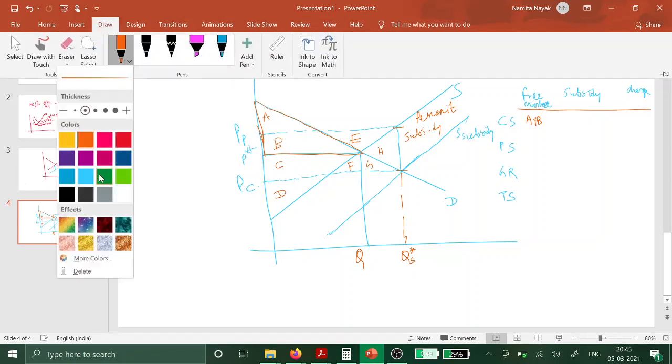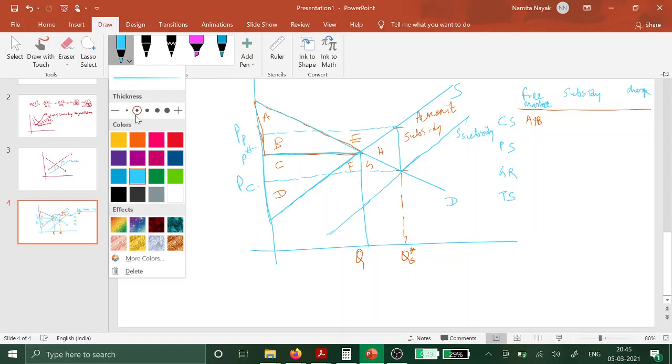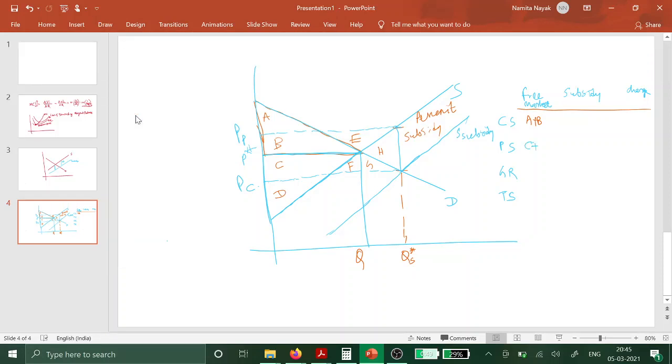Now I'm going for the producer surplus. That will be below the price that it receives in this free market, but above the supply curve. This is the triangle, so this will be the area C plus D. Now, is there any government revenue? Government is not receiving any revenue or taxes or giving any subsidy, right? So it's zero. So the total surplus will be A plus B plus C plus D.